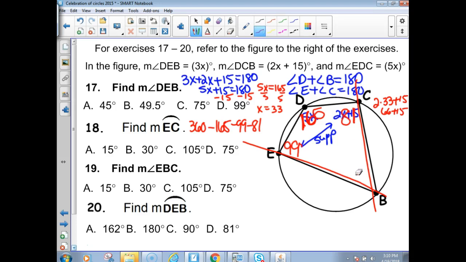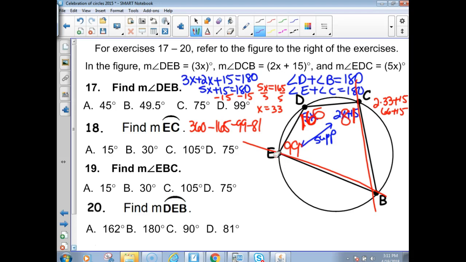At least that's how I would approach it. I could have found out some other stuff, like I could have said this arc's 162 and that one is 2 times 99, and then I could have figured it out. I don't know. There's a lot of different numbers we could get right now. You could also double 165. That would be all of this, and then subtract that from 360.